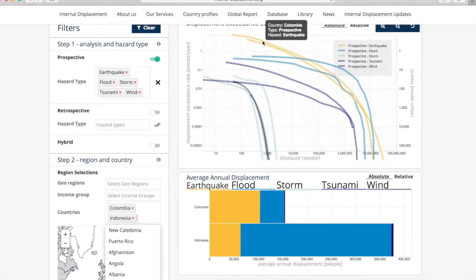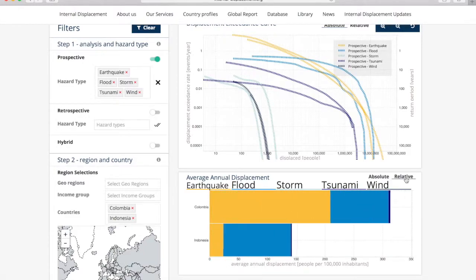What it shows us is that in terms of displacement exceedance curves, Colombia and Indonesia have similar profiles. Both have highest risk associated with earthquakes and flooding, followed by tsunamis and then smaller hazards. And in terms of average annual displacement, Colombia has about half as much expected as Indonesia. This is due to Indonesia's much larger population, because when we look at the displacement risk taking population size into account, we see that it's twice as high in Colombia than it is in Indonesia.